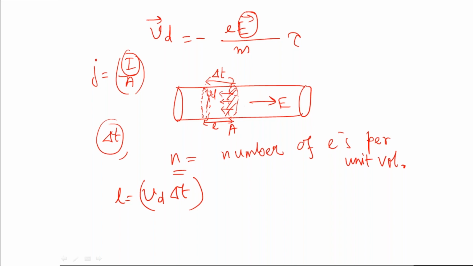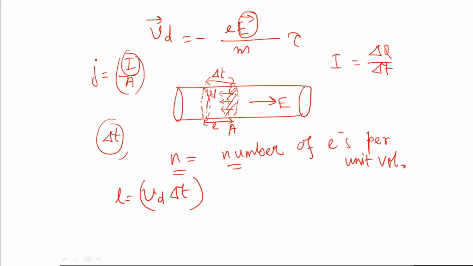Now, I can get the current by writing dq by dt, right? dq by dt. So I need to know how many electrons, or how much charge, have actually crossed in dt time.